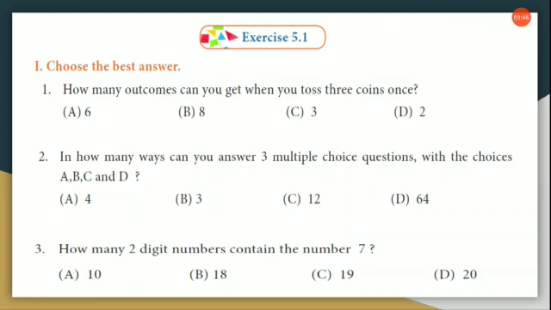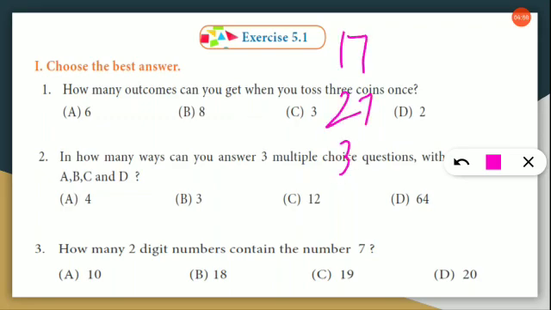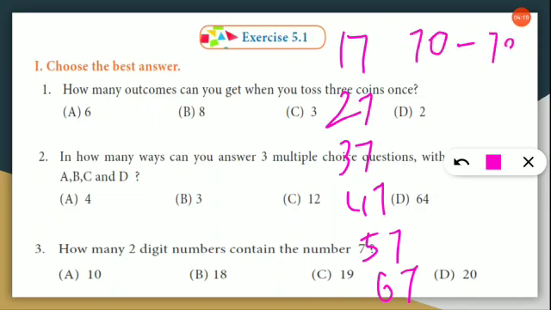How many 2-digit numbers contain the number 7? Okay. How many 2-digit numbers have the number 7? That is starting from 17, you can say, right? 17, 27, 37, 47, 57, 67 and in the 70 series starting from 70 to 79 you can say. Okay, and then 87 and 97.